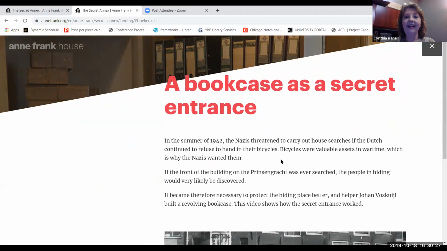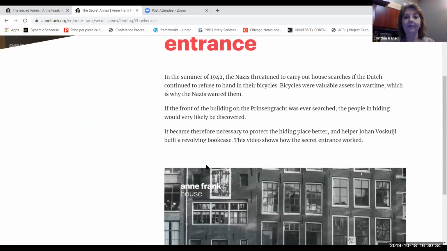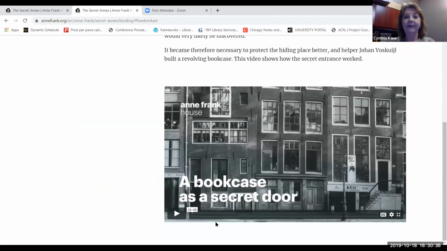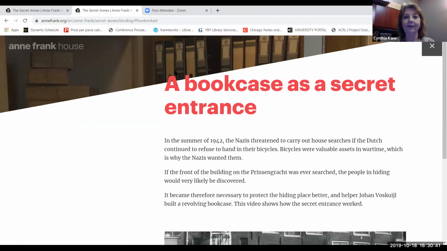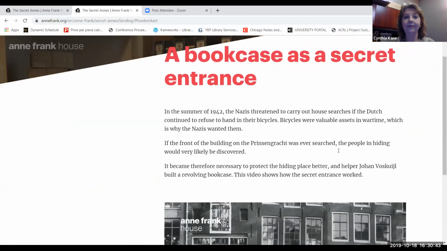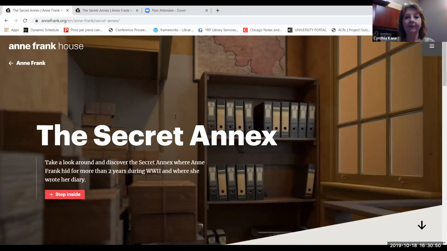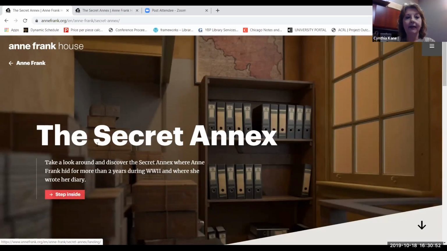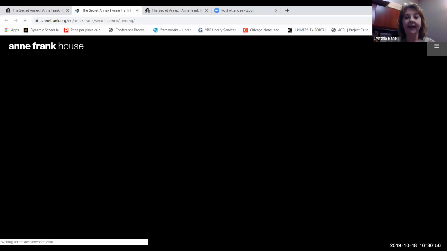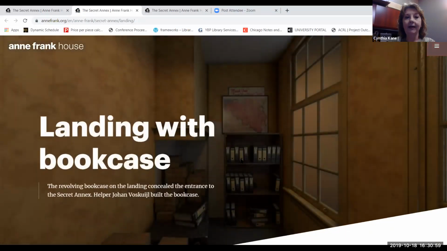And when I click on that link, this is telling me a little bit more about the bookcase as a secret entrance. And there's a video that I can play that would talk about a bookcase as a secret door. This is what I just find to be really fascinating. If I click back here, and I'm going to click on Step Inside again, that's going to open another tab. I'm back here.